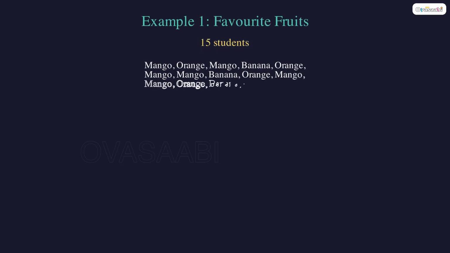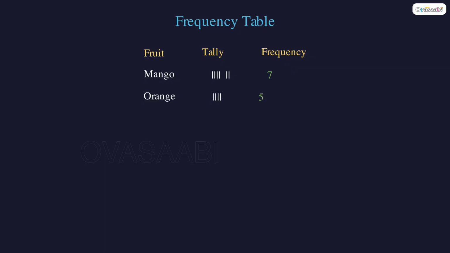Example 1. 15 students chose their favorite fruit. Let's organize this data into a frequency table. First, list each fruit once. Then use tally marks for each mention. Count the tallies to get frequency. Mango, 7. Orange, 5. Banana, 3.